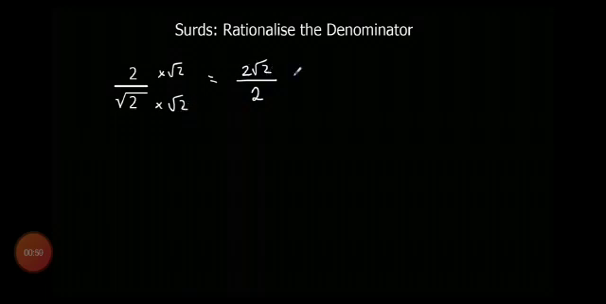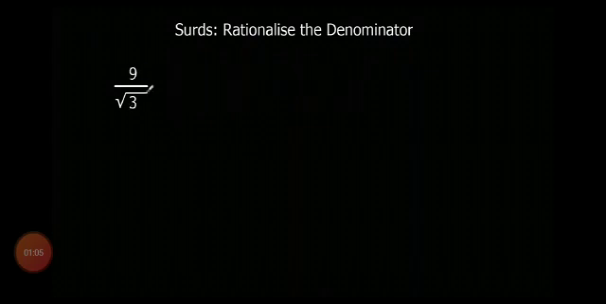Now both 2s, in numerator and in denominator, we can remove, and under root 2 is the standard form of this question. Now we will start question number 2. Question number 2 is 9 by under root 3.